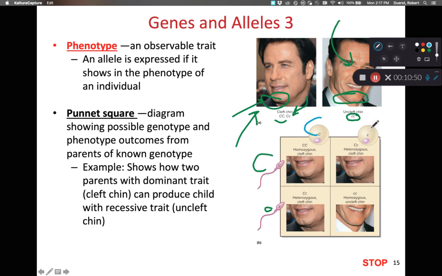So dad's a heterozygote, mom's a heterozygote, and if two heterozygotes reproduce for a trait, there's only a 25% chance that the recessive trait is going to be expressed within an individual offspring. And then a 75% chance that the dominant trait will be expressed in an individual offspring, assuming simple dominant and recessive genetics. That's all we have for this recording.